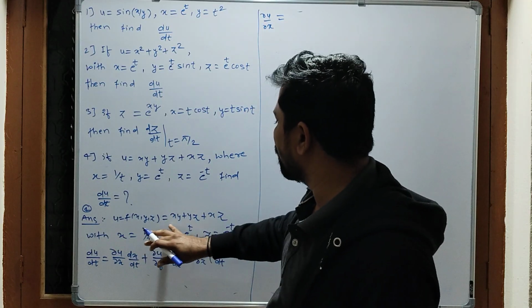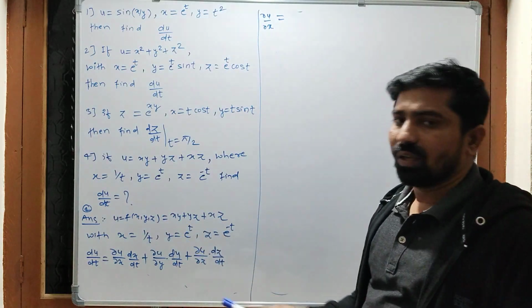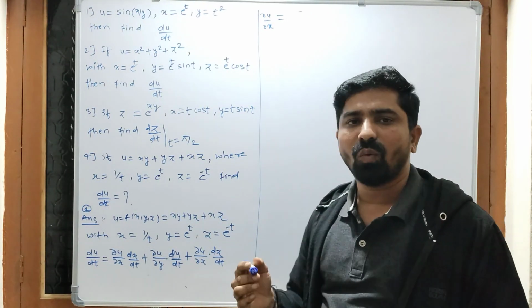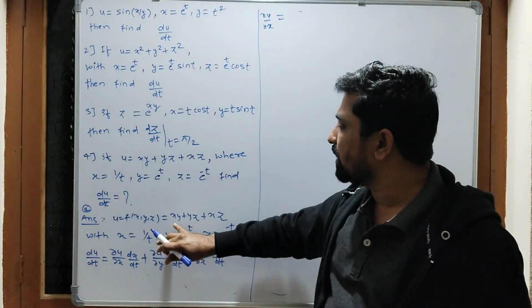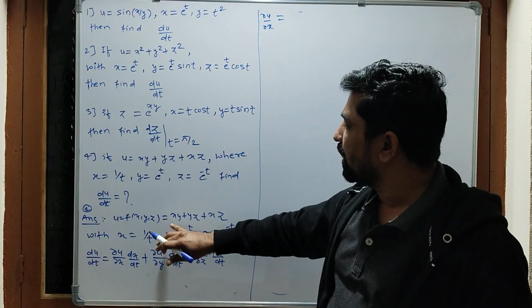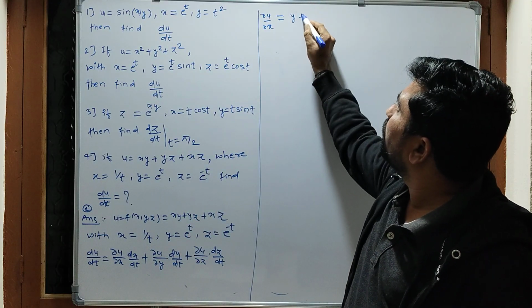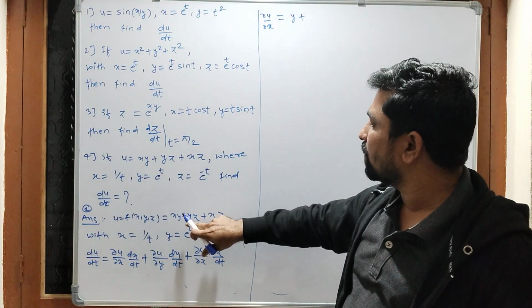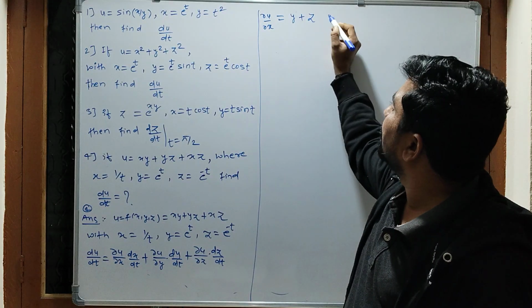Here u is this function, so take the partial derivative of u with respect to x. While taking the partial derivative of u with respect to x, treat y and z as constants. So the partial derivative of xy is simply y. Plus yz: both are constant, so 0. And xz gives simply z.